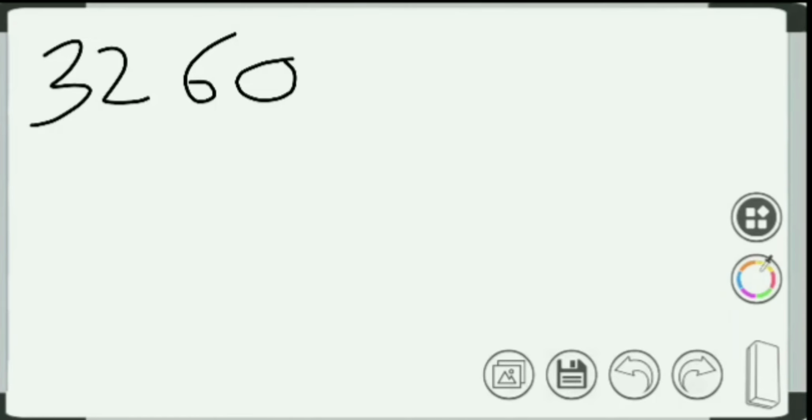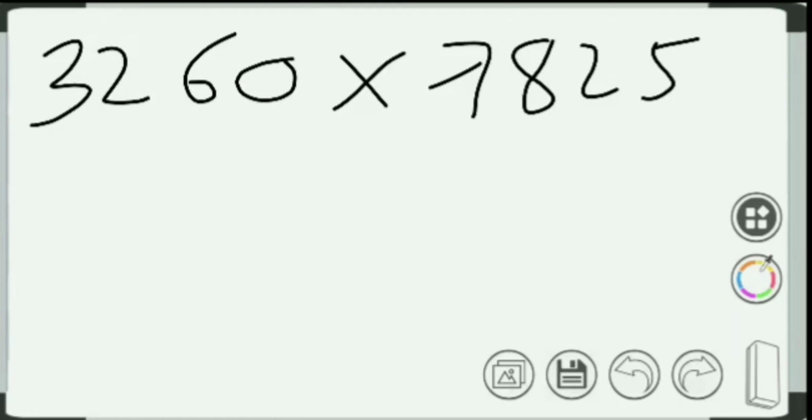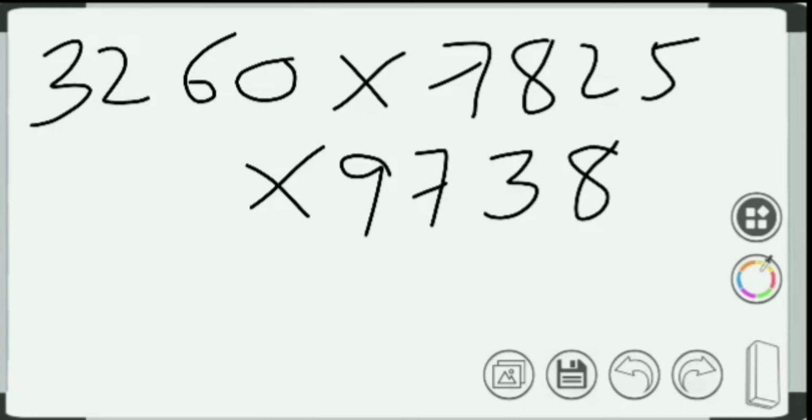Next, we want to calculate the remainder when the number 3260 into 78 25 into 9738 is divided by 4. What will be the remainder when this number is divided by 4?